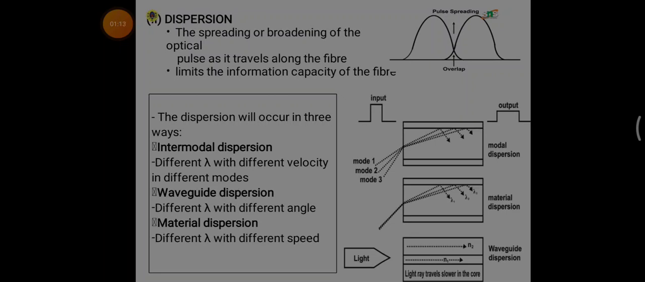So intermodal dispersion. When more than one mode is propagating through the fiber, then intermodal dispersion will occur. Since many modes are propagating, they will have different wavelengths and will take different times to propagate through the fiber, which leads to intermodal dispersion.